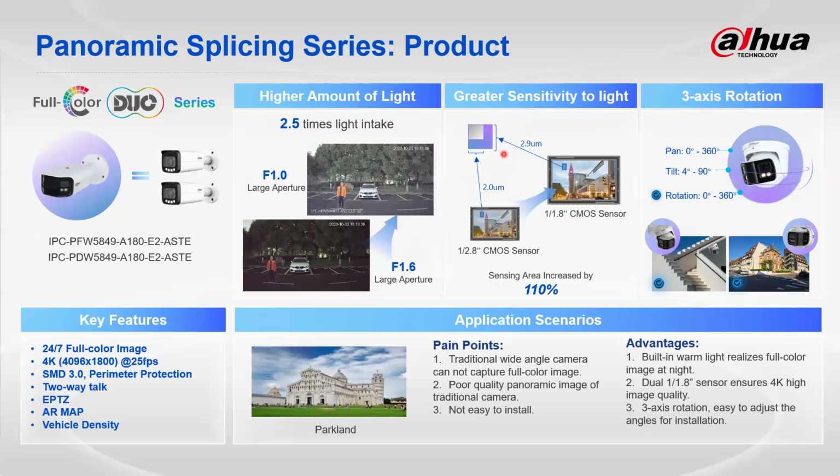And again, we have another type, that is the PDW, that's the eyeball, that has 3 axis rotation angles, whereby you can turn, you can tilt, at the same time you can rotate to a certain angle degree. So these are suitable for corners, whereby, for example, the staircase, whereby it has the 3D directions.